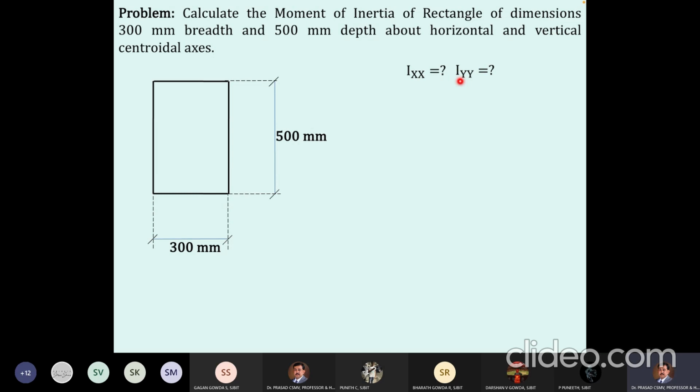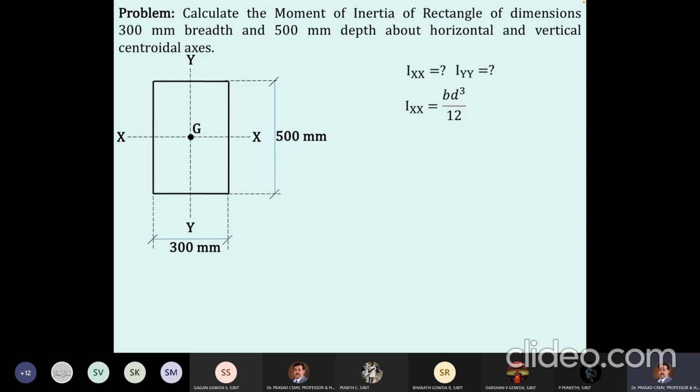That means first of all it is most important to locate the centroid. You know where the centroid of a rectangle lies? It lies midway along the breadth and midway along the depth, so that these are your x-axis and y-axis. For a rectangle there is nothing new. We have derived the standard formula, and directly you can use it.